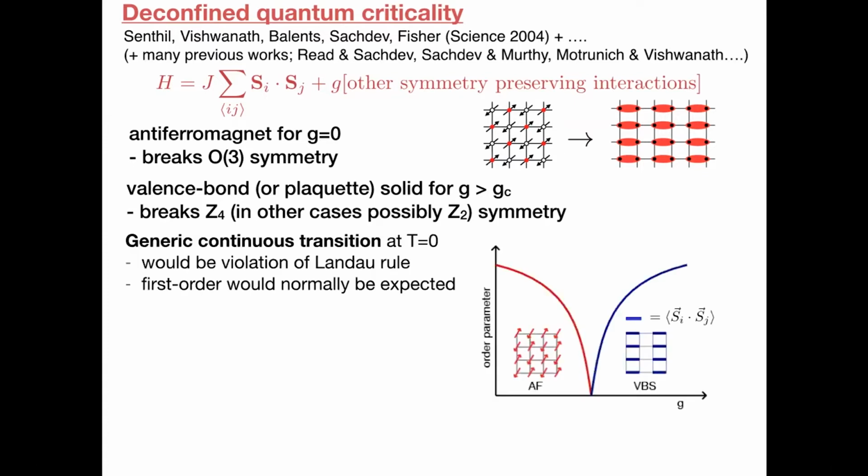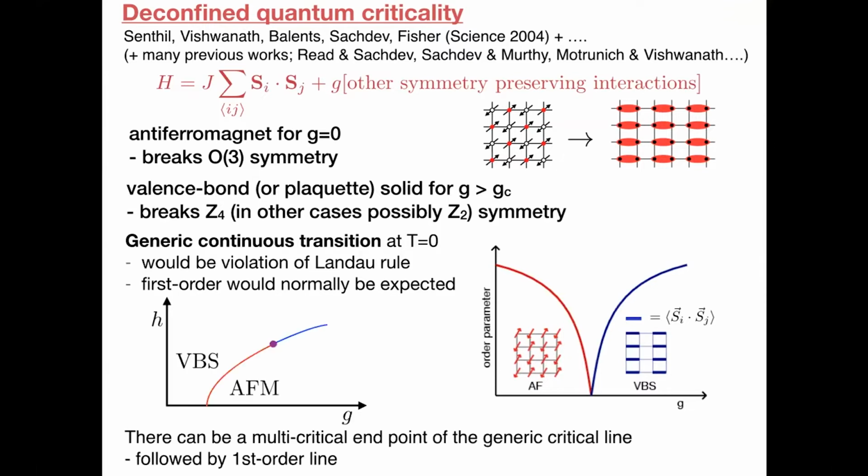The surprising thing that was proposed here was that this would be generically a continuous quantum phase transition, instead of what you would expect in Landau theory. If you have two unrelated symmetries that are broken, you would expect a first order transition or maybe some other phase in between, some coexistence phase.